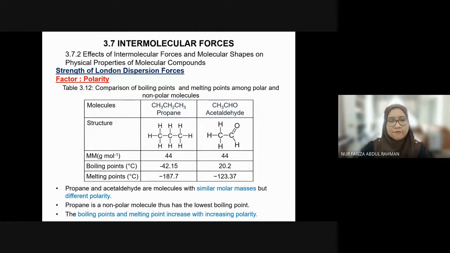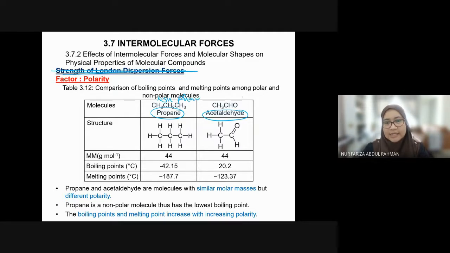All right. In terms of polarity, I would delete this, because we are comparing propane and acetaldehyde. Propane is a non-polar molecule, guys.